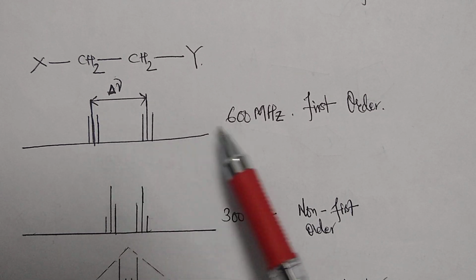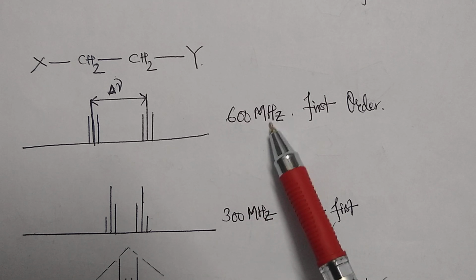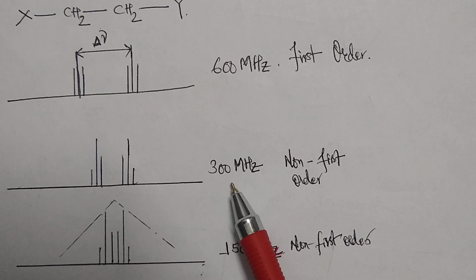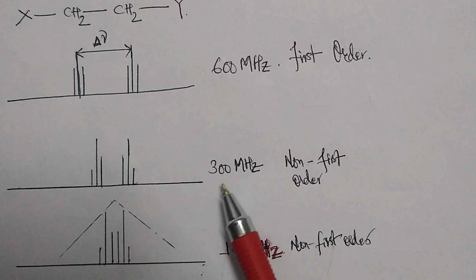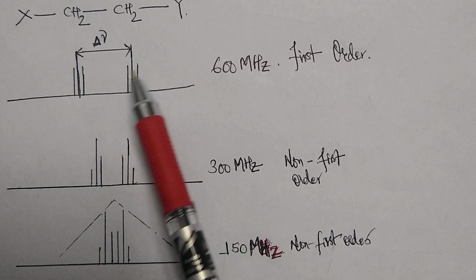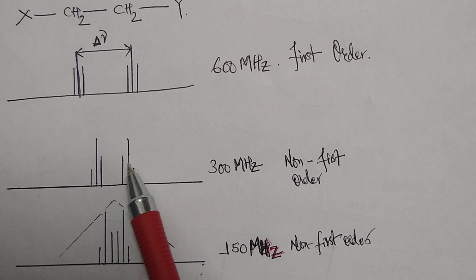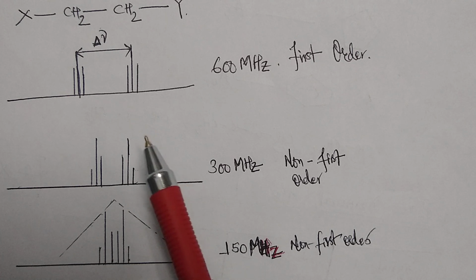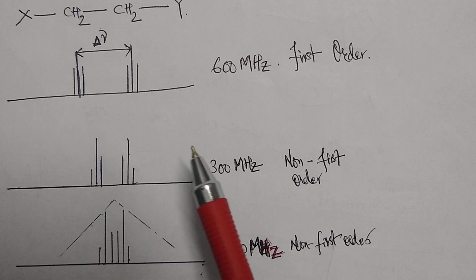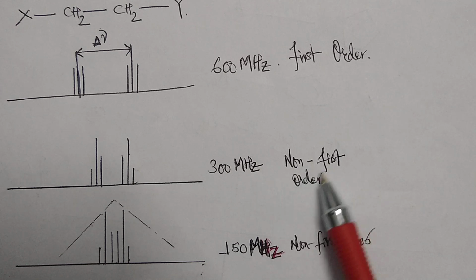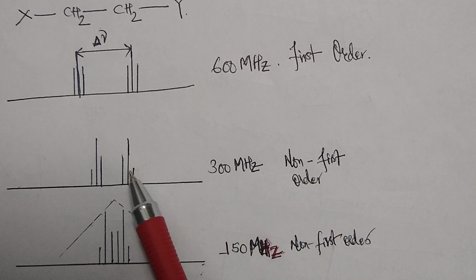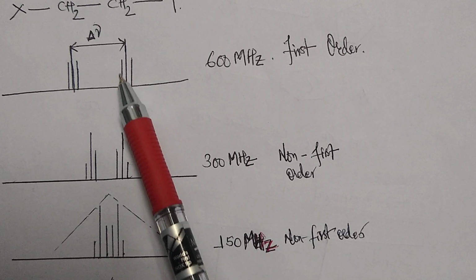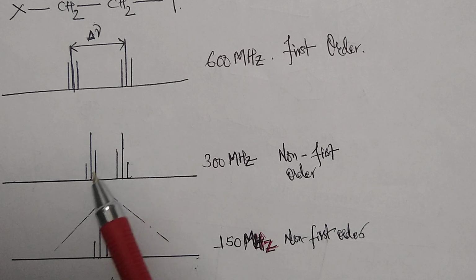So when we decrease the instrument operating frequency towards its half, it will become a 300 MHz instrument. In that case, these two triplets will get closer to each other like this, in which the delta mu value will decrease. So the delta mu by J value will also decrease, then it will become less than 10. So it will become non-first order. If you observe carefully, the outer spikes are decreasing and the inner spikes are increasing, as in this figure.